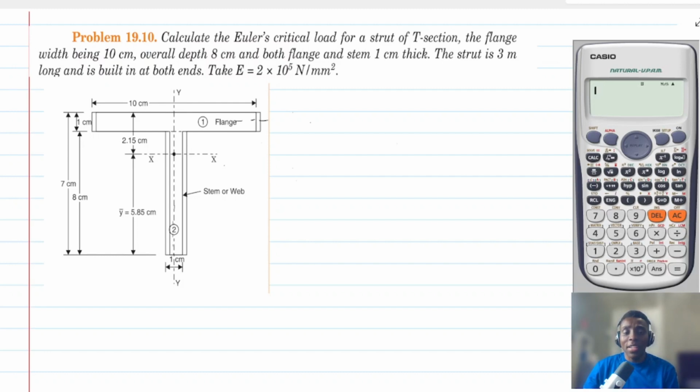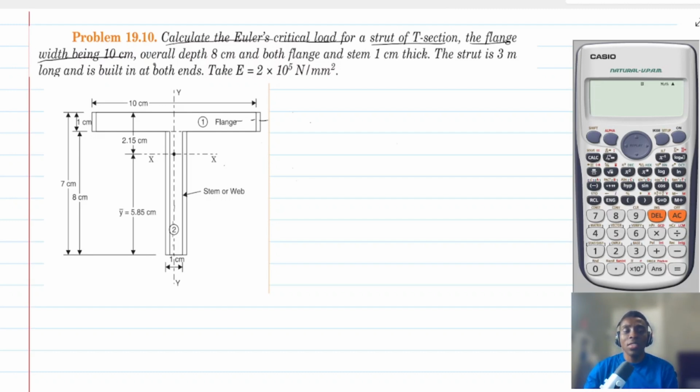In this question, we've been given a cross section. So let's look at the problem together. We have been asked to calculate the Euler's critical load for a strut, which is a T section. Now the flange, so this is the flange, that's area 1.